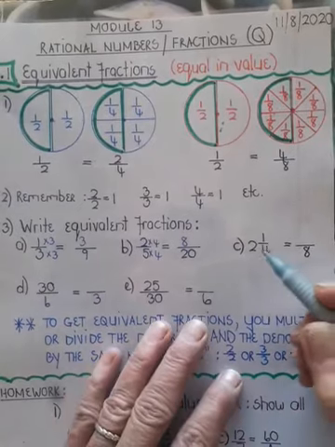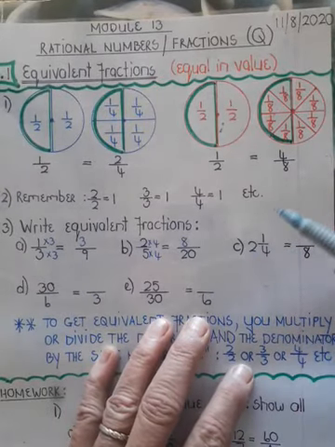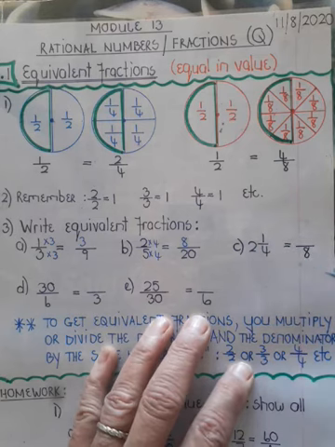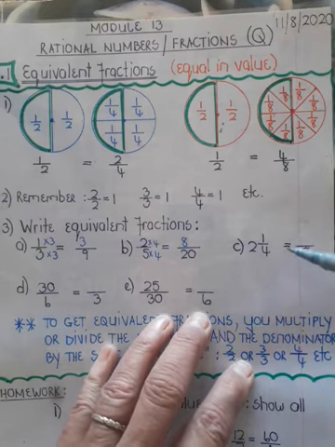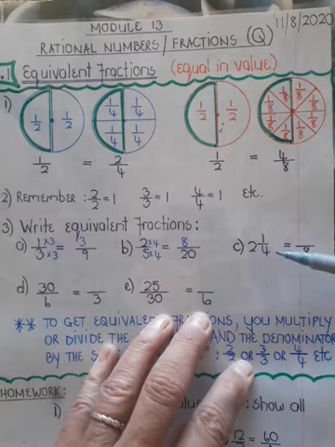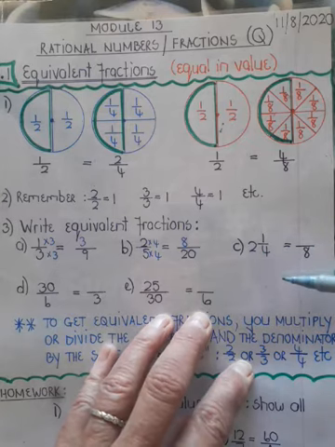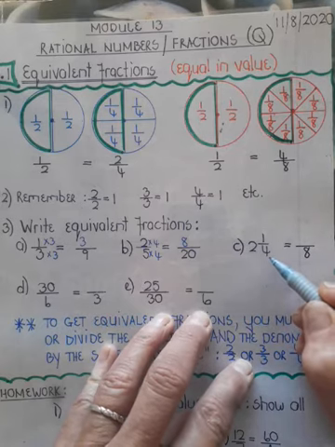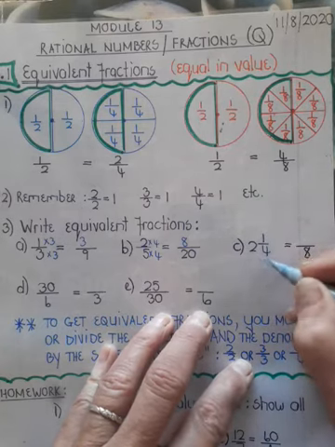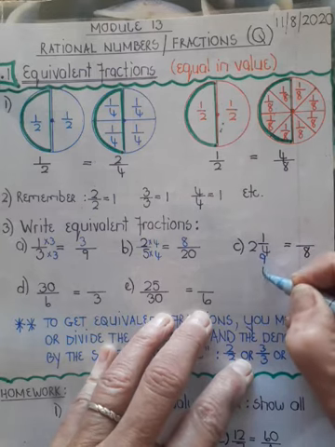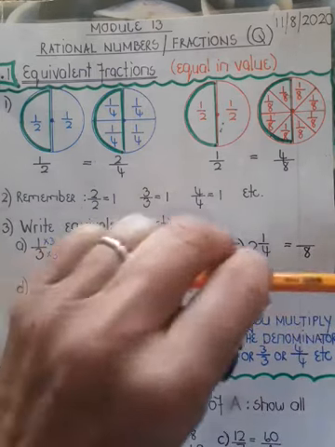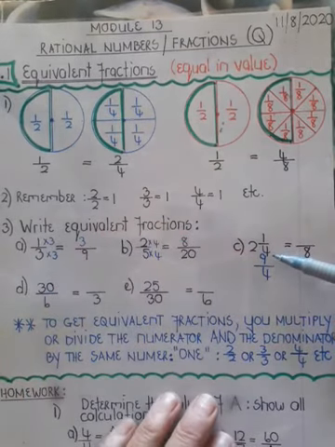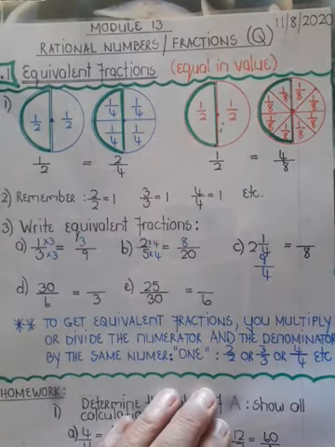Okay, now something that you must do some revision about. We never work with mixed fractions, 2 1/4. We never ever work with that. Can you remember how to change this? Instead of 2 1/4, I can say 2 times 4 is 8, plus the 1 at the top gives me 9 on 4. So we change that to 9 on 4. 2 times 4 plus 1, 9 on 4.